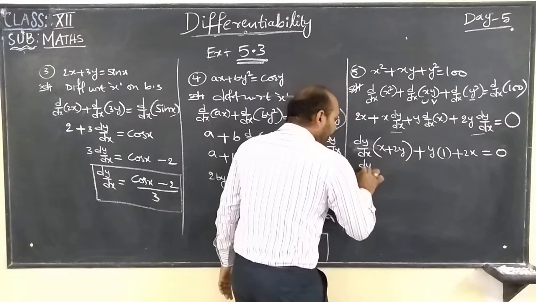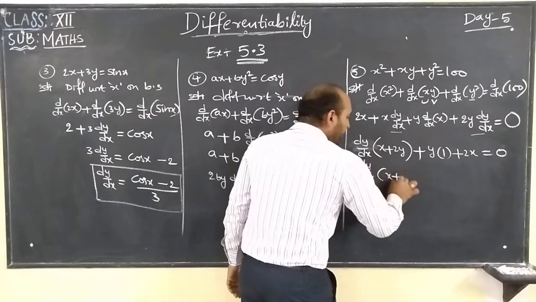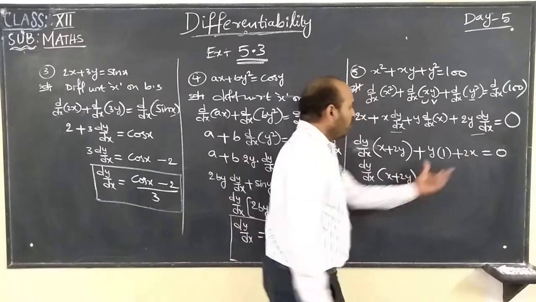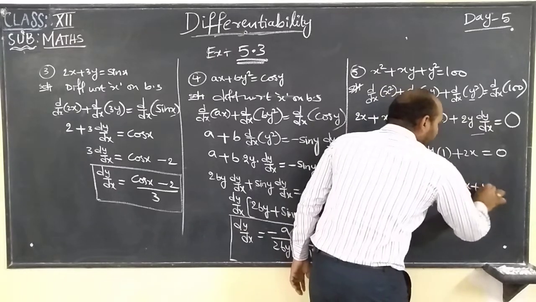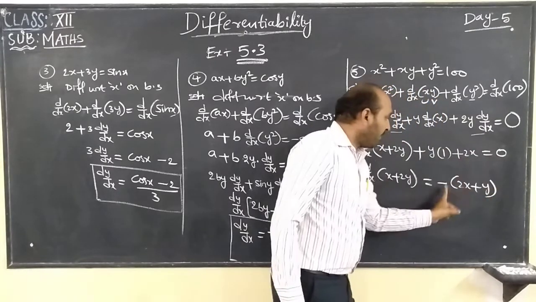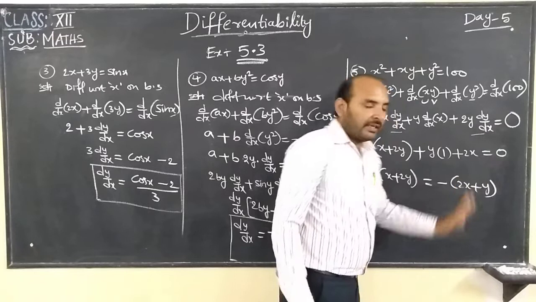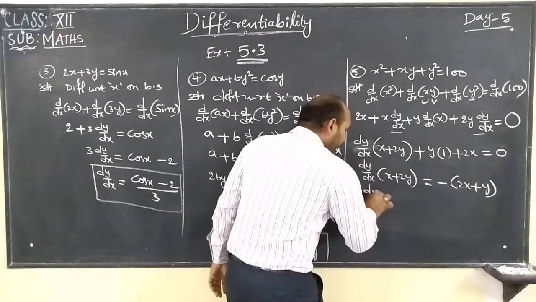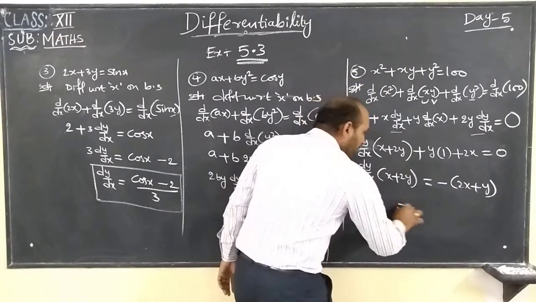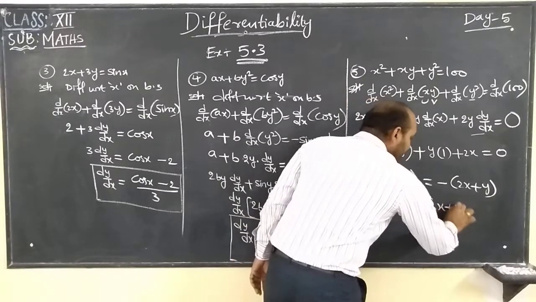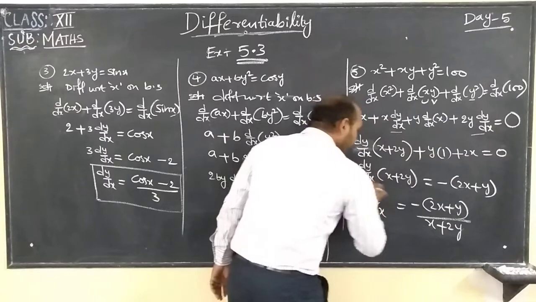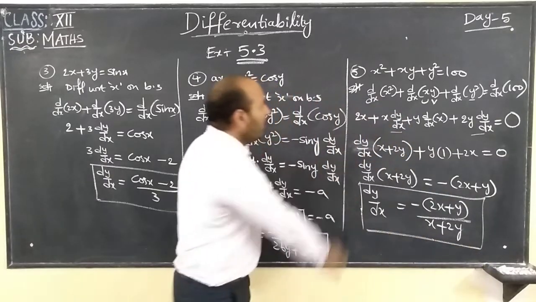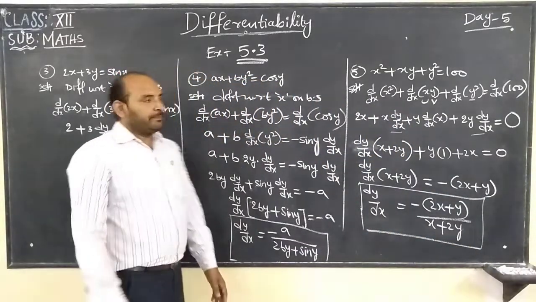So dy by dx into (x plus 2y) is equal to, these two terms take this side, so minus of (2x plus y). Plus 2x take this side, minus 2x, plus y take this side, that is minus y. So dy by dx is equal to minus of (2x plus y) upon (x plus 2y). This is the solution for the fifth one.